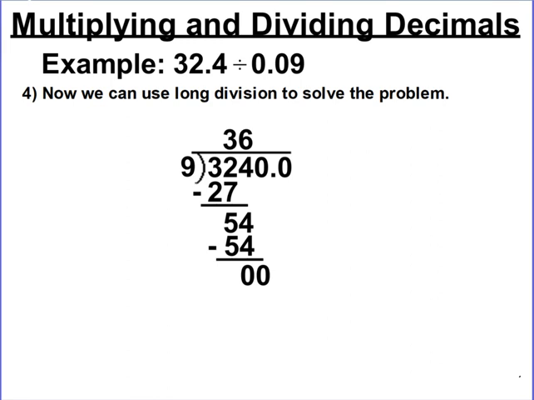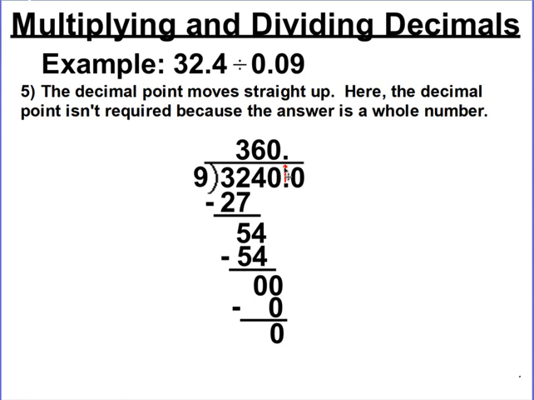9 can go into 0 0 times. And 9 times 0 is 0. So we subtract to get 0 as our remainder here. And since we hit the decimal point, we can stop. Okay? What we need to do now is move the decimal point up. So remember, the decimal point goes straight up into the problem. And if you want to, you can add another 0 after the decimal point.